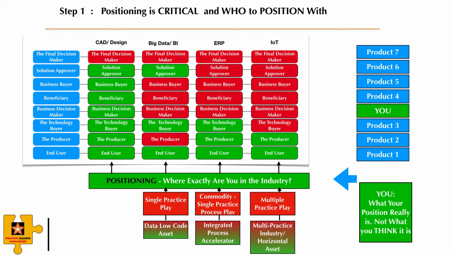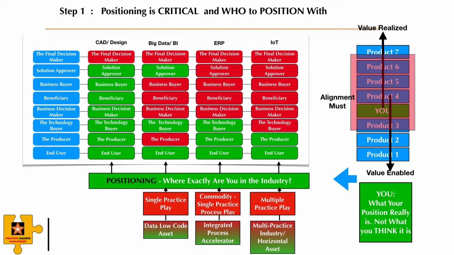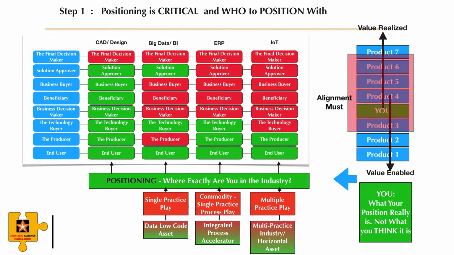So when you build, you need to build a solution with multiple products because as you go, you can see the higher you go, your value is realized faster. And when you build alliances with these product companies below you, you enable the value. Again, as you realize the value, the alignment between these companies is a must.